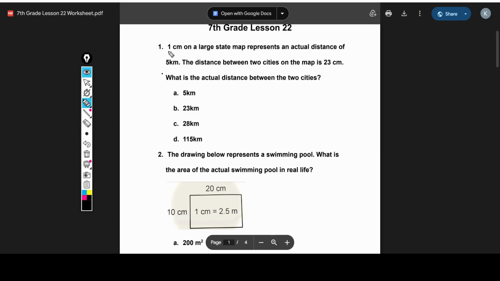Basically, this 1 centimeter to 5 kilometers is a conversion factor, so we start with 23 centimeters and multiply by that conversion factor. It's like multiplying by 1 because we know that 1 centimeter corresponds to 5 kilometers. Since we want the centimeters to cancel, we put the centimeters on the bottom so that centimeters gets divided by centimeters, and the 5 kilometers on top. Centimeters cancel. We end up with 5 times 23, which is 115 kilometers. That's D.